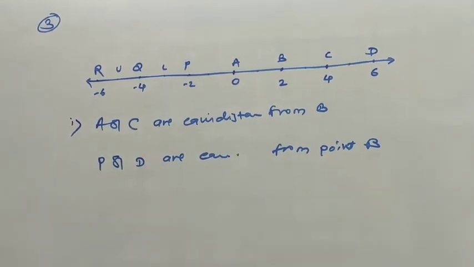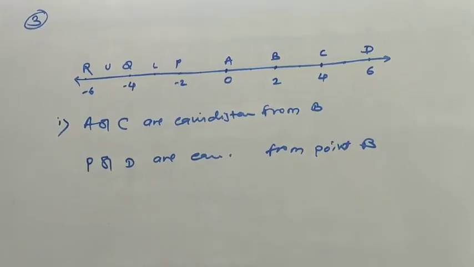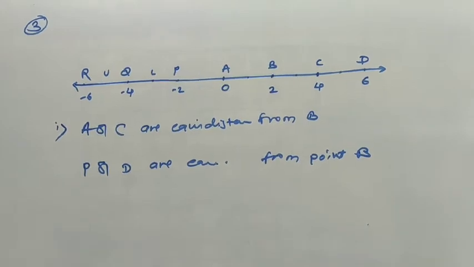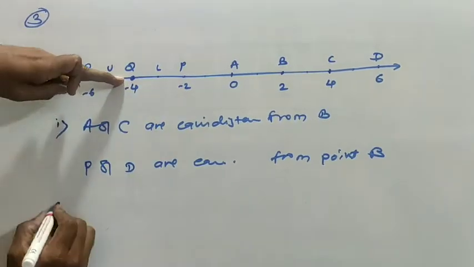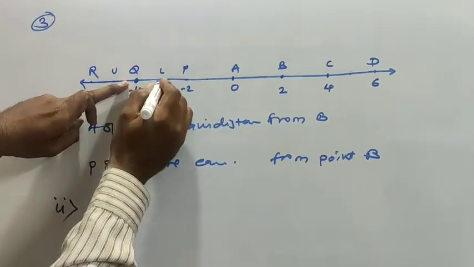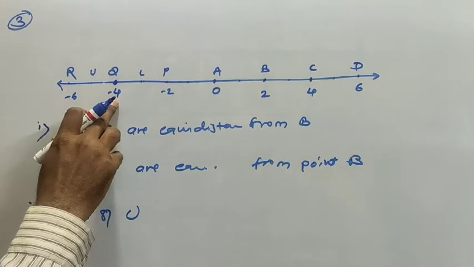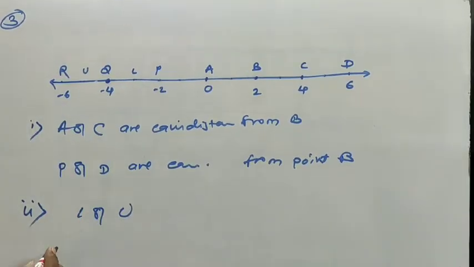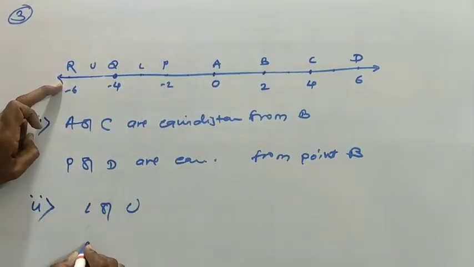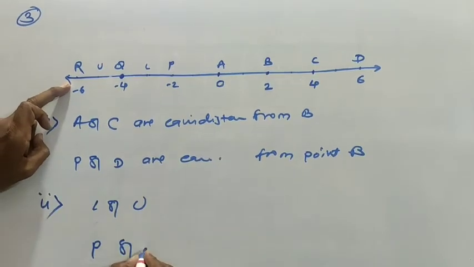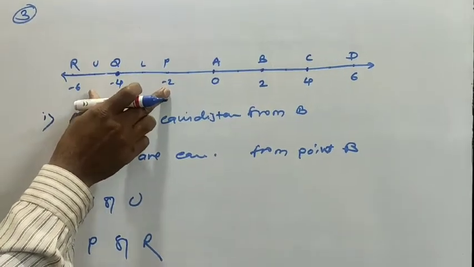Now, second question. Write a pair of points equidistant from point Q. The first pair which is equidistant from point Q is L and U. The second pair is P and R. Point P and point R are equidistant from Q because their distances here are equal.